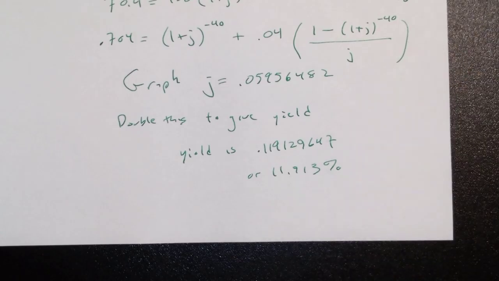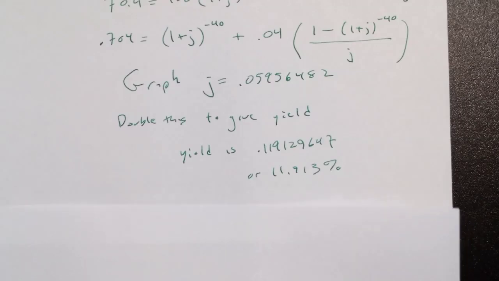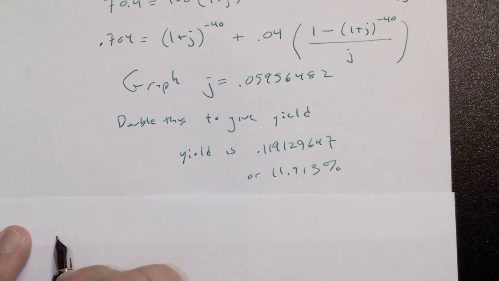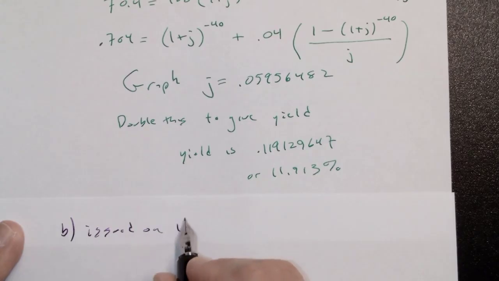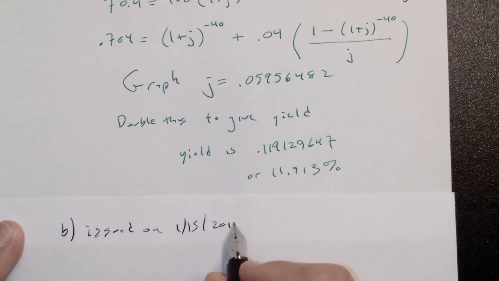Now, remember, I said bonds can be bought and sold. So I bought this bond for 70.4 per $100. And then I decide, I don't know, a while later, I'm going to sell it. So let me give you some dates. This was a 20-year bond. Let's make its issue date, I wrote it down, January 15th, 2010. Issued on 1/15/2010.